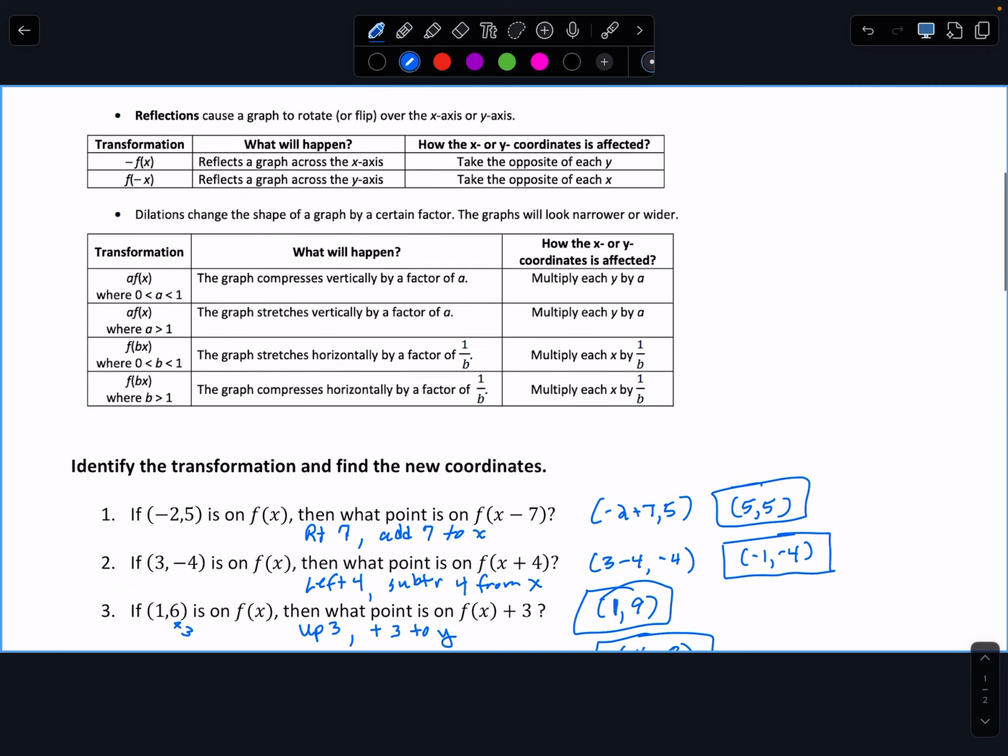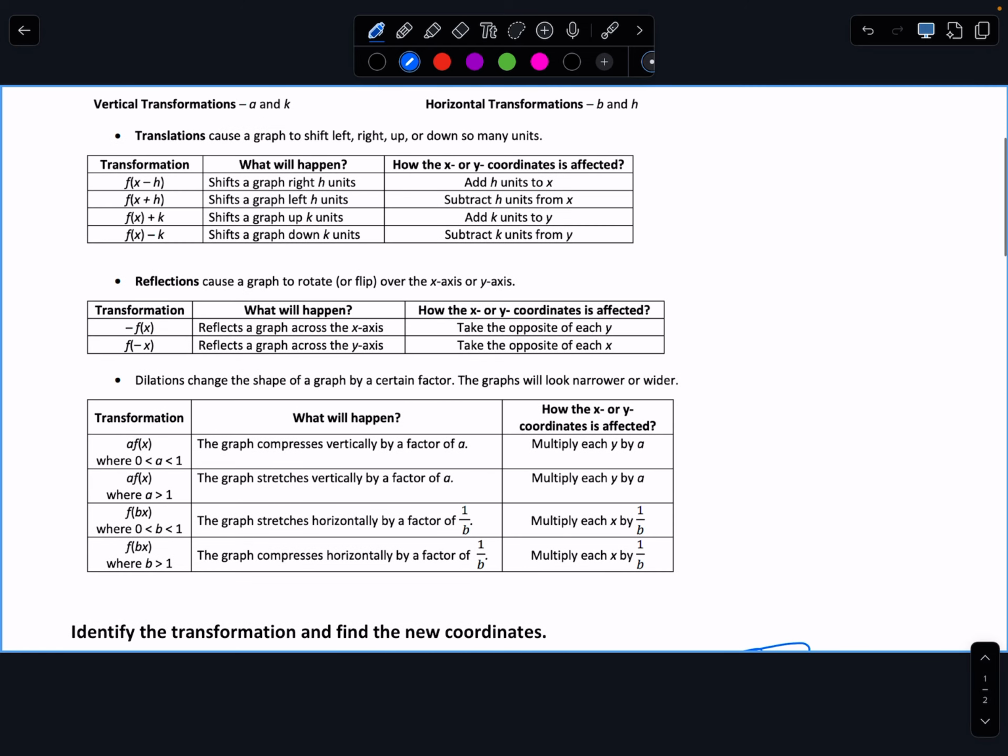So those correspond up here with the y plus k, y minus k. If it's positive, it shifts up. If it's negative, it shifts down. If it's positive, you add, versus if it's negative, you subtract from y. So they tell you how each coordinate is affected and what the transformation is.